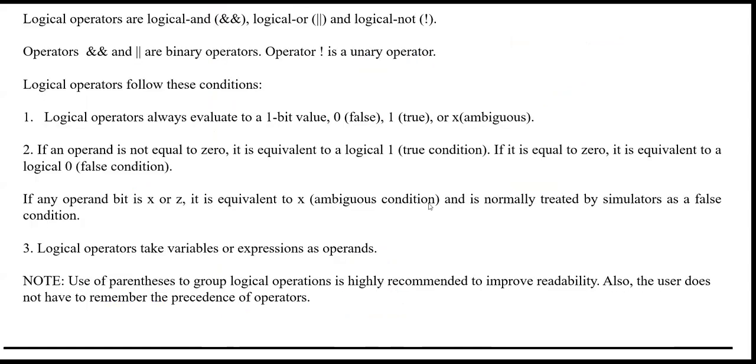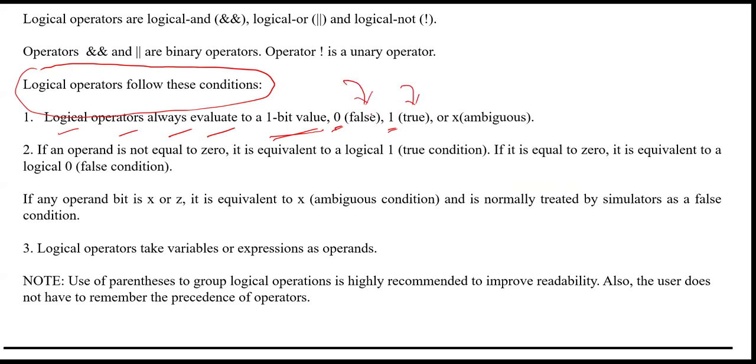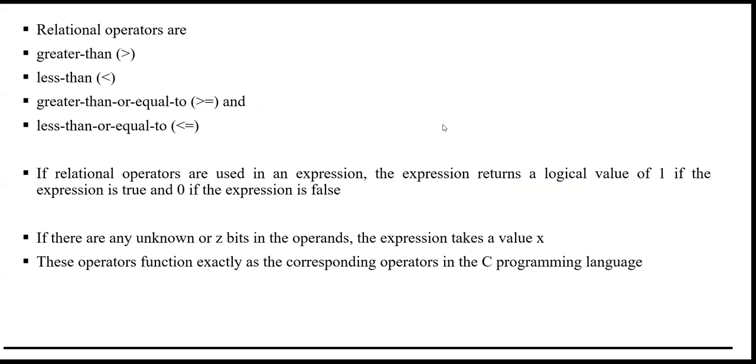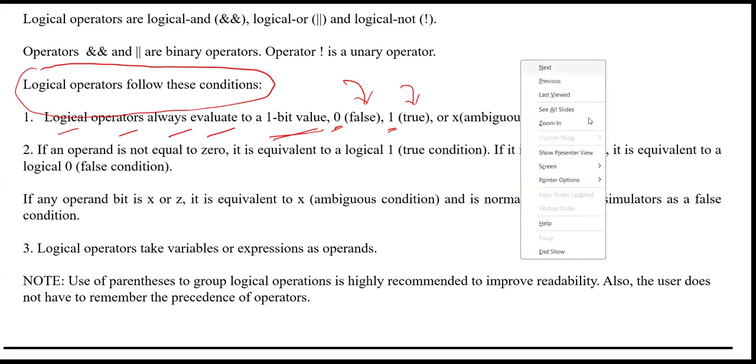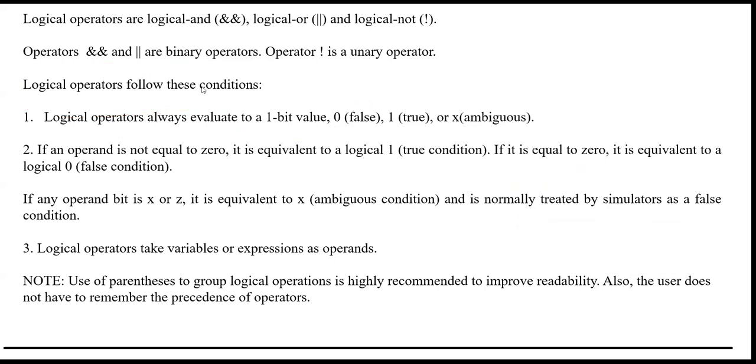Next, some conditions are there; let us talk about them. The knowledge of these conditions is required. Logical operators follow these conditions. What is the first condition? Logical operators always evaluate to a 1-bit value, maybe 0 or maybe 1. 1 means true, 0 means false. Or it can also evaluate to X, where X means unknown. So that is one thing.